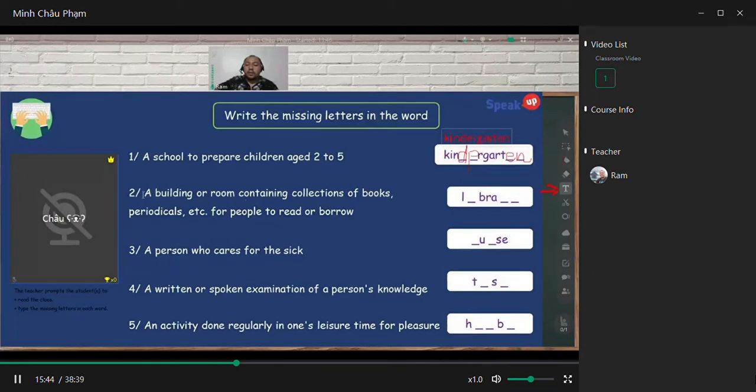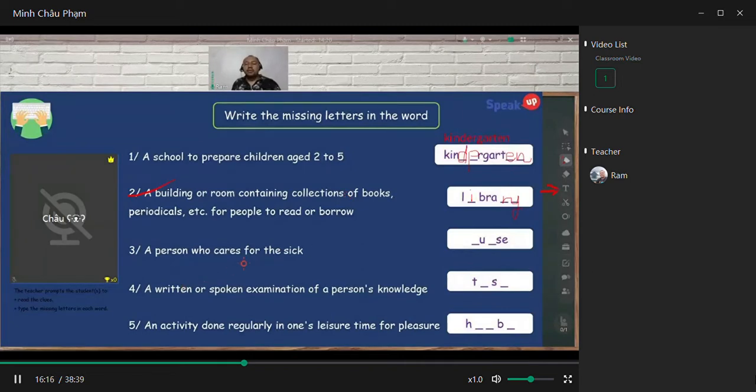What do you think is the correct answer for question number 2? Again, you just simply click the letter T and type in your answers here, or you could just fill in the letters that are required. Okay. Yeah, you may continue answering it. What are the missing letters? Library. Yep, that is absolutely correct. Good job. This one is correct.